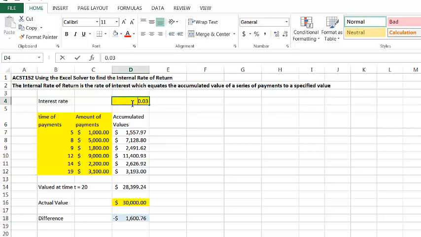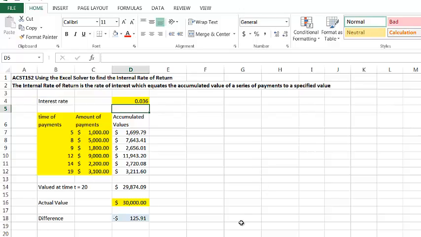So we could try, say, 0.035, and that makes the difference negative 377.22. We could try 0.036. That makes the answer minus 125.91. So we could just keep guessing and guessing until we get the difference down to 0.